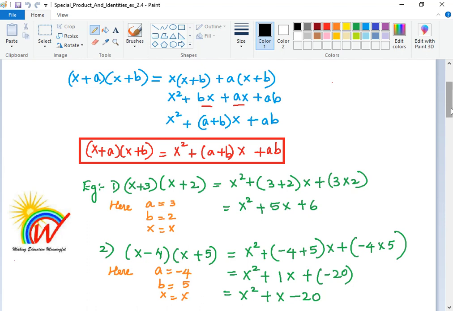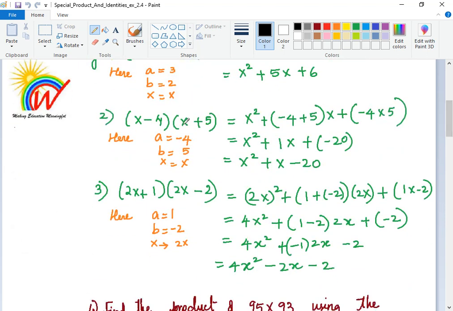Now we'll look at another example with a negative sign over here. So your a will be taken as negative 4, minus 4. You will not write it as simply 4; you will write it with minus 4. So whatever number you take, you should always take it with the sign. And x is written as x itself, a is minus 4, and b is 5.